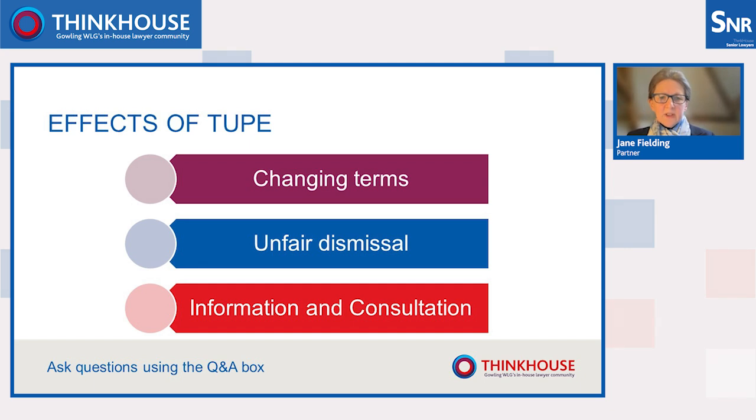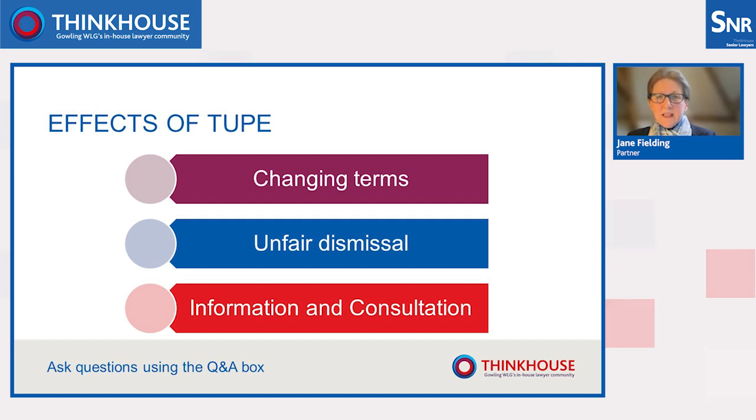The second protection, which is very important, is unfair dismissal. Employees still need a 2-year qualifying period for this. But if they can show that the sole or principal reason for the dismissal was the transfer, then it's an automatic unfair dismissal, which means basically you can follow as good a process as you like in terms of consulting and explaining what you're doing. But if they make out that link, it's an automatic unfair dismissal.